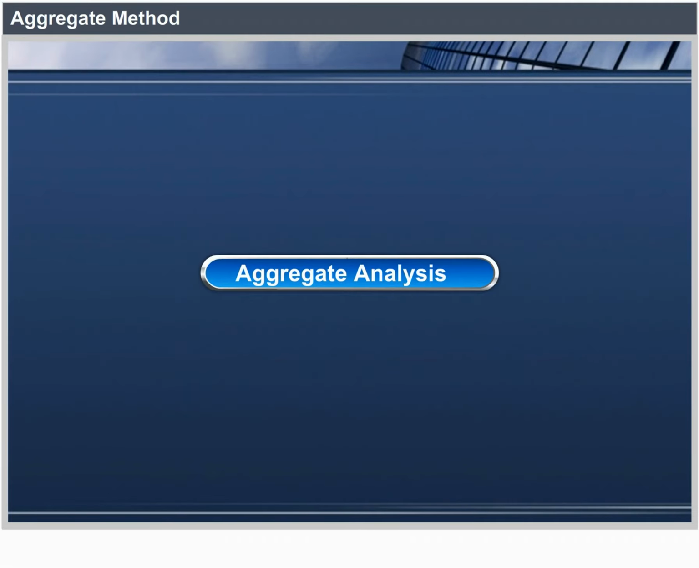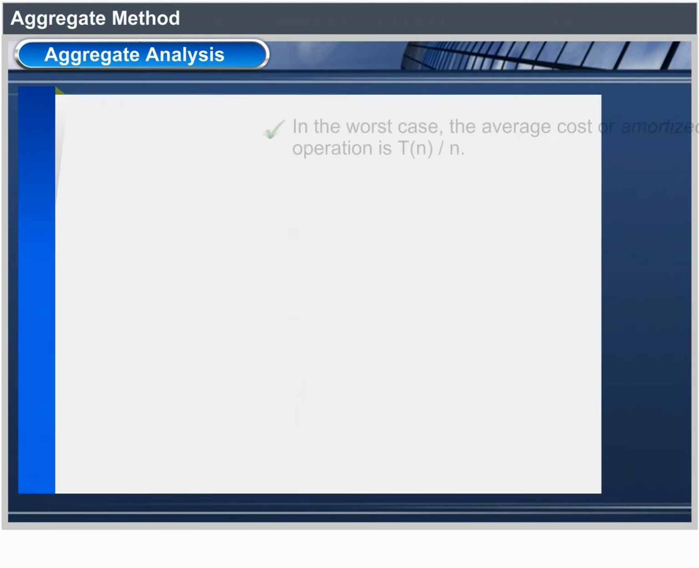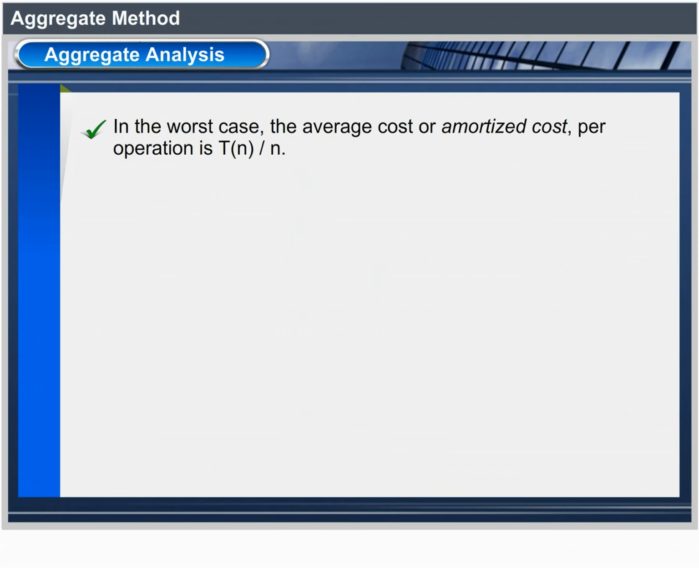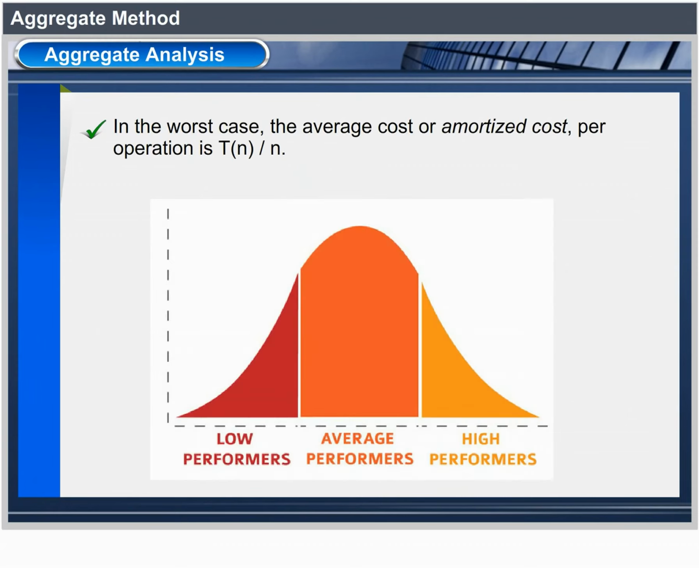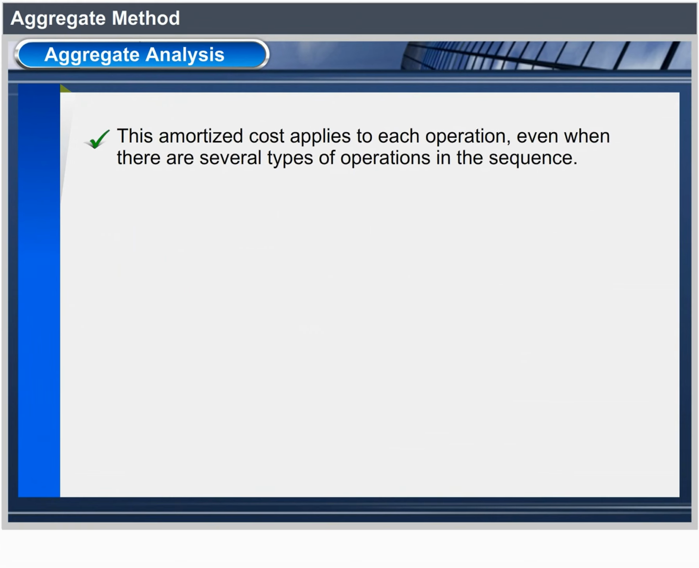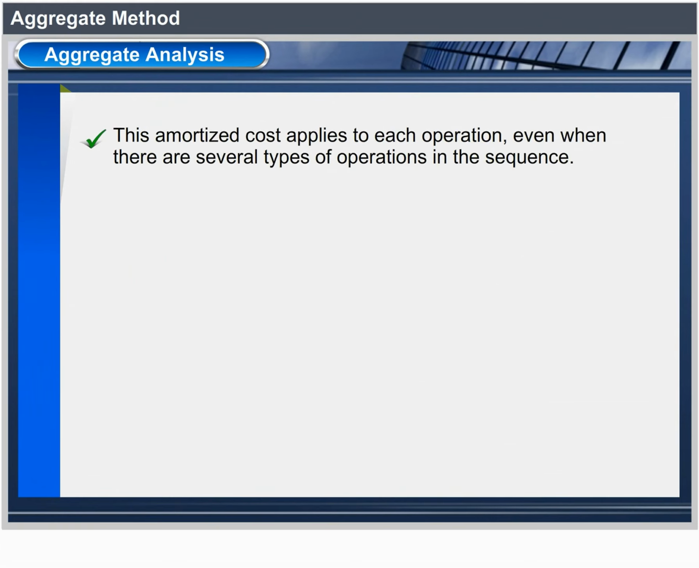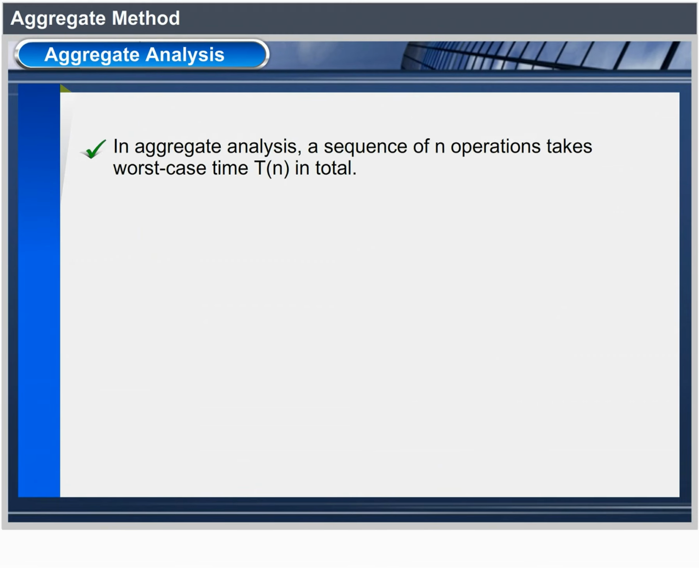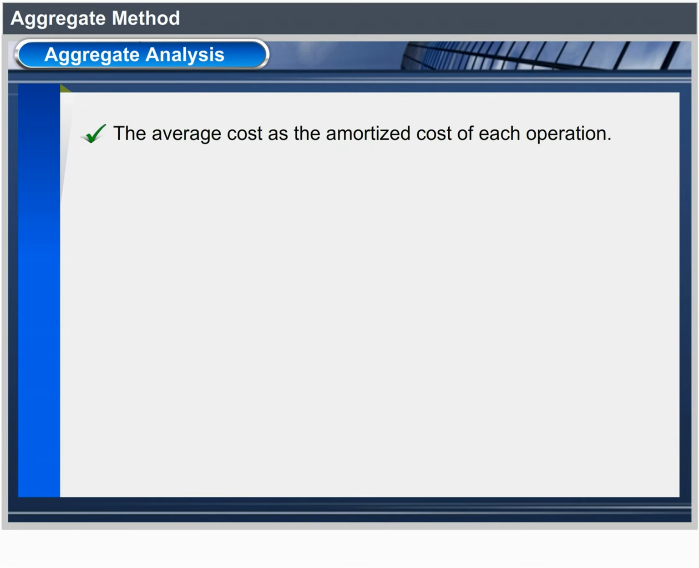Aggregate analysis. In the worst case, the average cost or amortized cost per operation is T(n)/n. This amortized cost applies to each operation even when there are several types of operations in the sequence. In aggregate analysis, a sequence of n operations takes worst-case time T(n) in total, and the average cost is taken as the amortized cost of each operation.